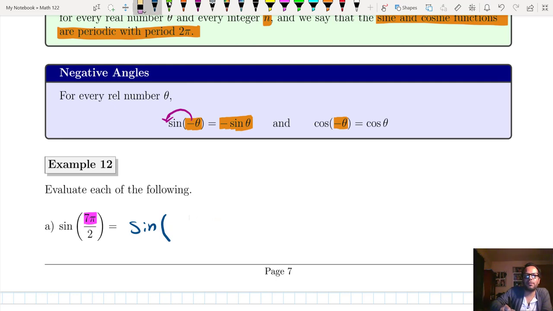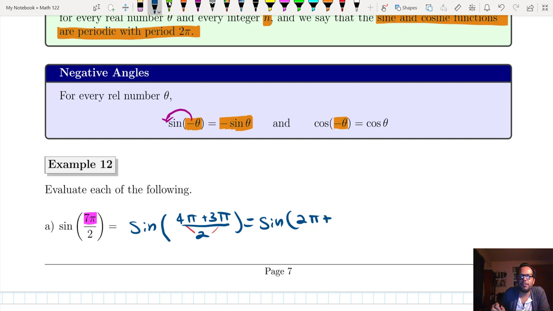So this is what I'm going to do. I'm going to break this up as 4 pi plus 3 pi, divided by 2. And when we split up this fraction, 4 pi divided by 2, 3 pi divided by 2, this will be sine of 2 pi plus 3 pi over 2. Notice this 7 pi over 2 is the same as 4 pi over 2 plus 3 pi over 2. What is the purpose of doing this?